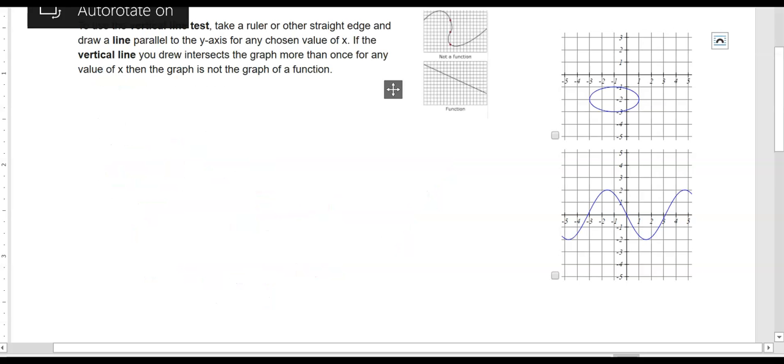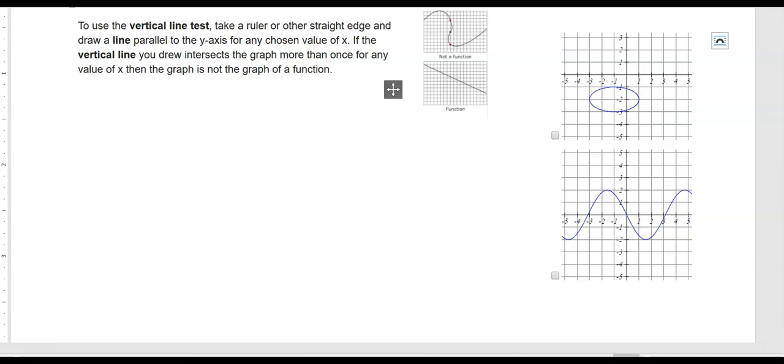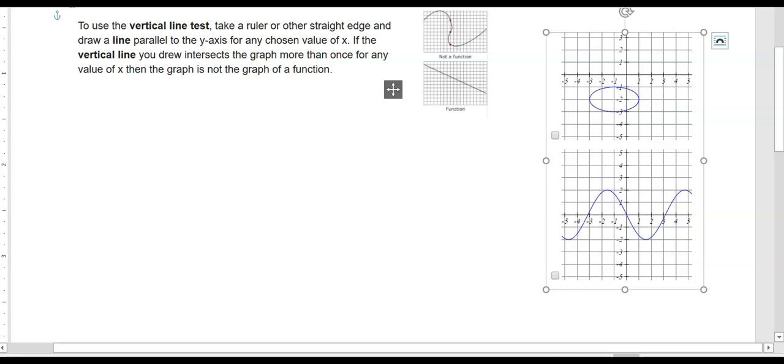Okay, so the next problem asks if these four graphs are functions. I just clipped two of them to go over with you. We're going to use the vertical line test, and I wrote it here, so if you want to reread it. It says you take a ruler or a straight edge, and you draw a line vertically. And if the vertical line you draw intersects a graph more than once, it is not a function.